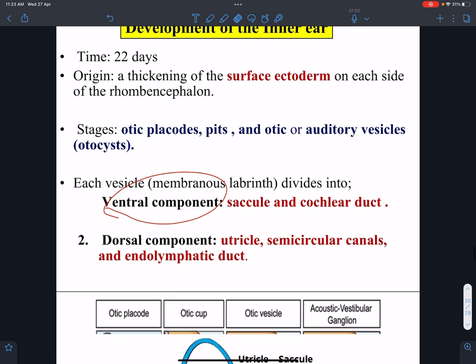So ventral component: saccule, cochlear duct. Dorsal component: utricle, endolymphatic duct, and semicircular ducts. If you join all these structures together, they are together called the membranous labyrinth. This is the components of the membranous labyrinth.